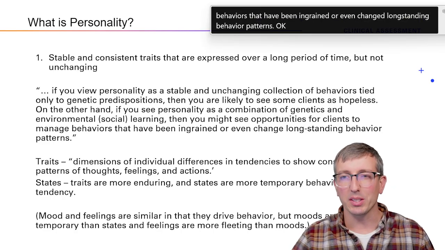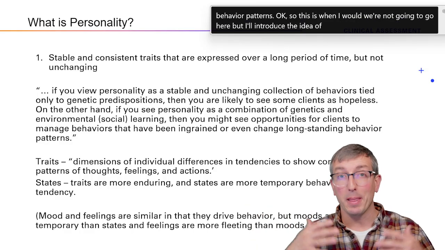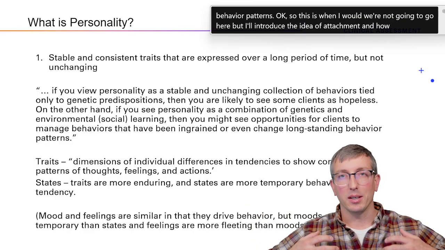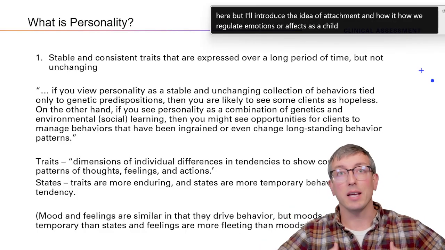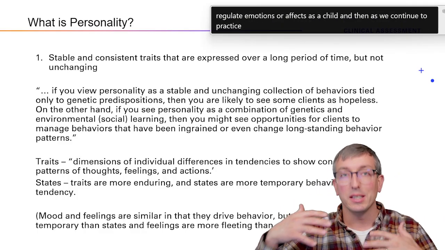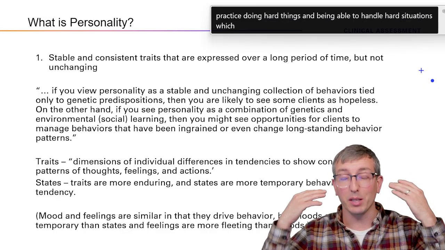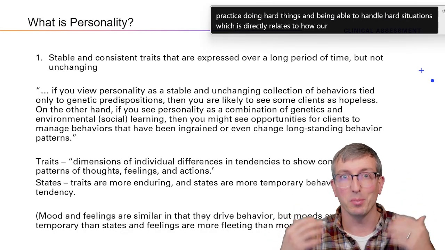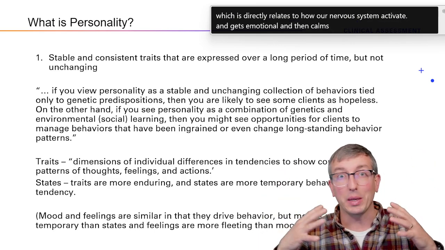Okay, so this is when I would, we're not going to go here, but I'll introduce the idea of attachment and how we regulate emotions or affects as a child, and then as we continue to practice doing hard things and being able to handle hard situations, which directly relates to how our nervous system activates and gets emotional and then calms so that we can handle things.